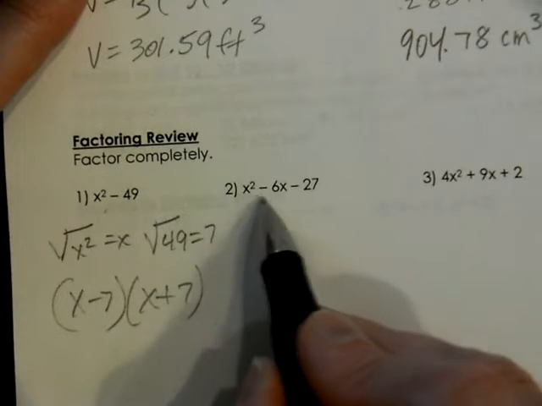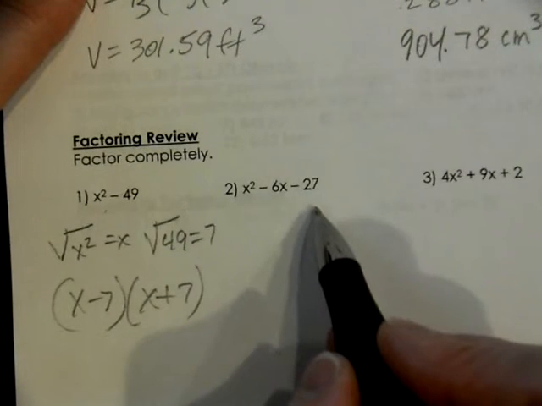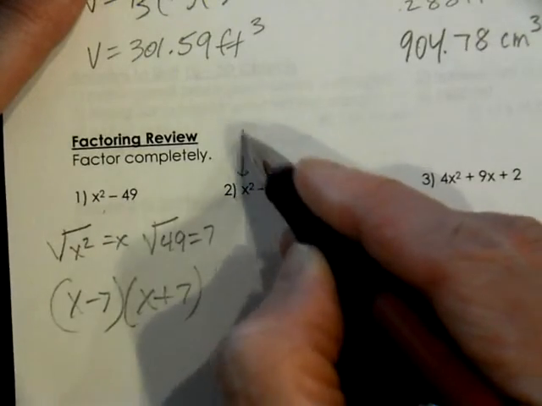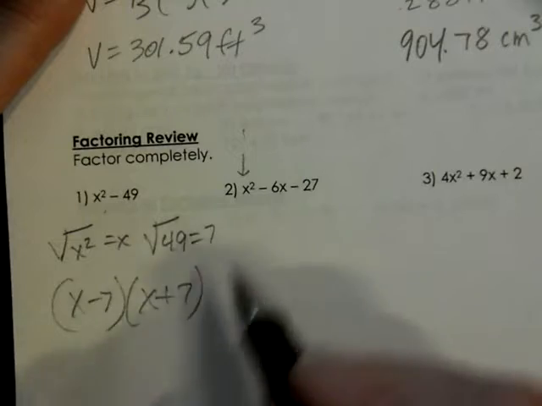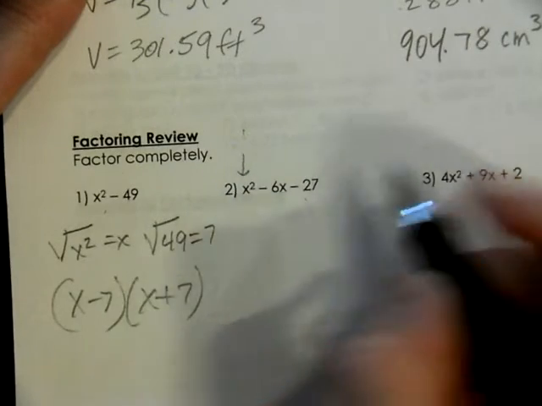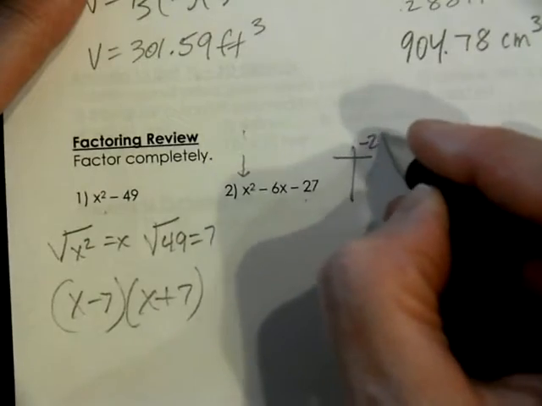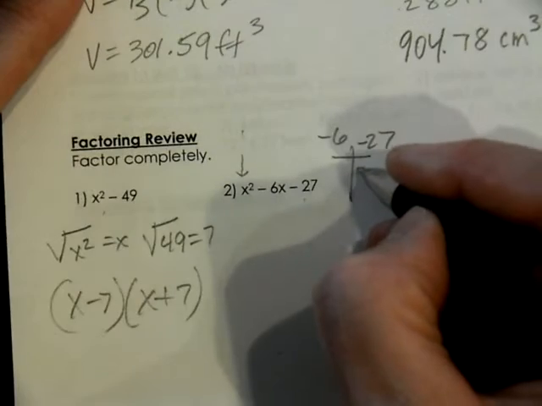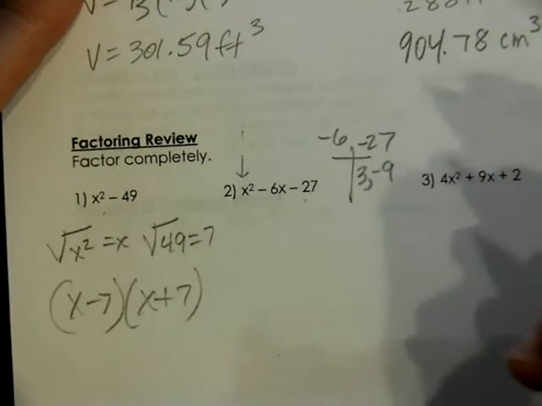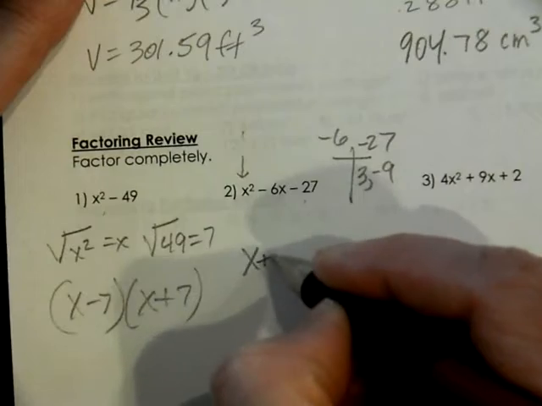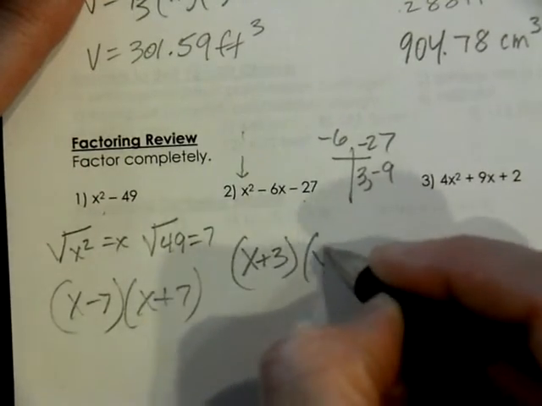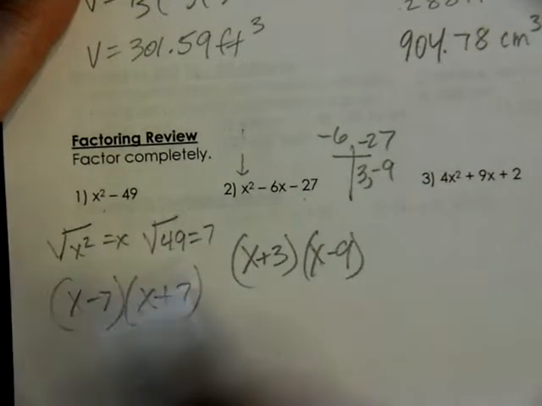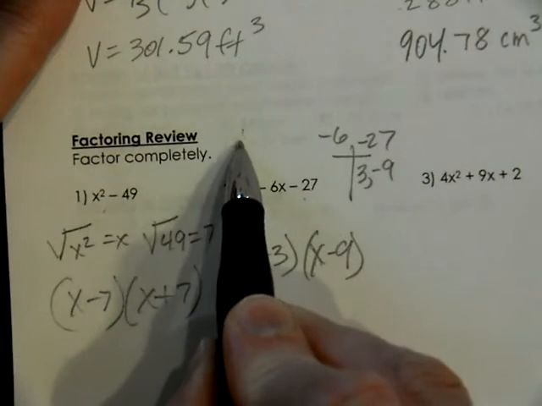This one is just a typical trinomial being factored. We have to watch that the leading coefficient is just a 1. If that's our case, then we're looking for two numbers that multiply together to be negative 27, that add to be negative 6. And we know that that's going to be 3 and negative 9. Well, we have x plus 3 and x minus 9. You can drop them right into the parentheses as long as your leading coefficient is a 1.